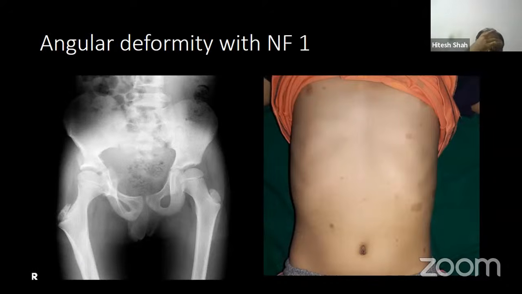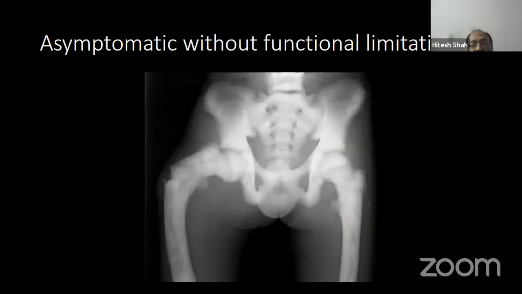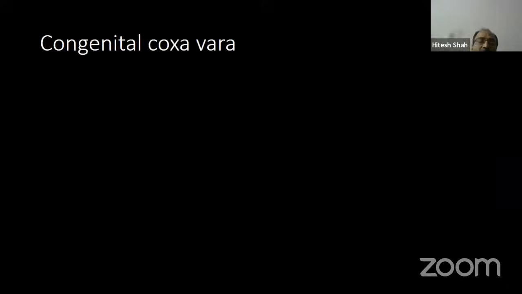Second, whenever there are markers like neurofibromatosis, or osteopetrosis, or a severe primary disease pathology, one should not do correction. It's not only about radiological excellence; the correction should not lead to disaster.